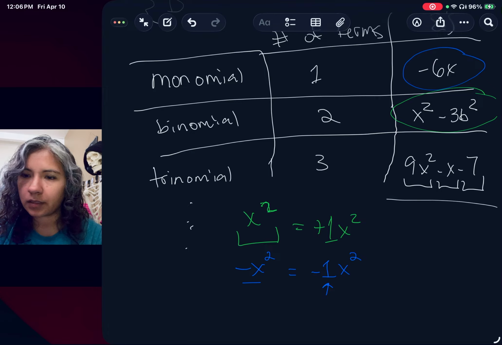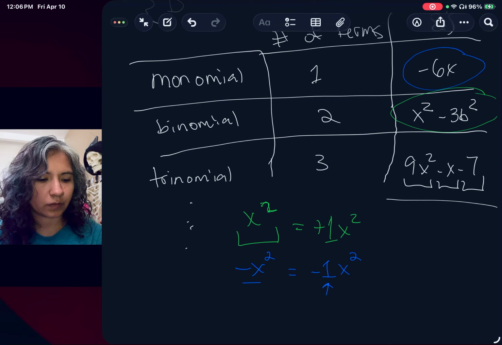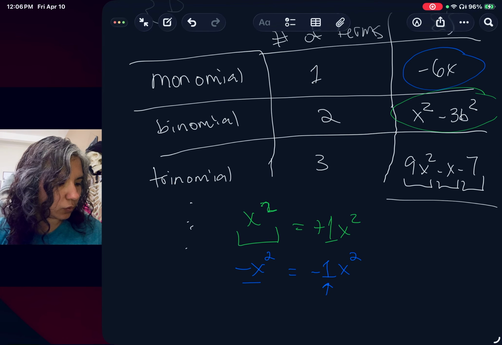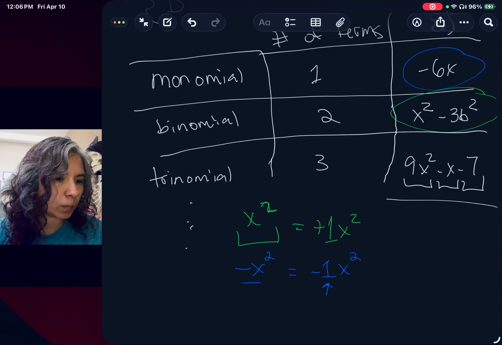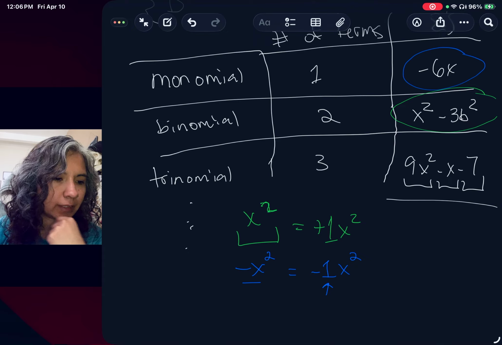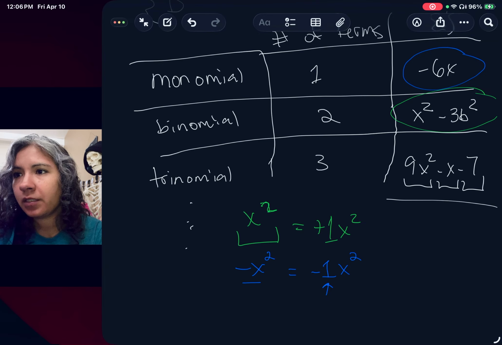But that is the, what is it? The coefficient. Am I thinking of the wrong thing? Yeah, that is the coefficient. Might need to check me on that. The number right before a variable or letter, I'm pretty sure, is called the coefficient.